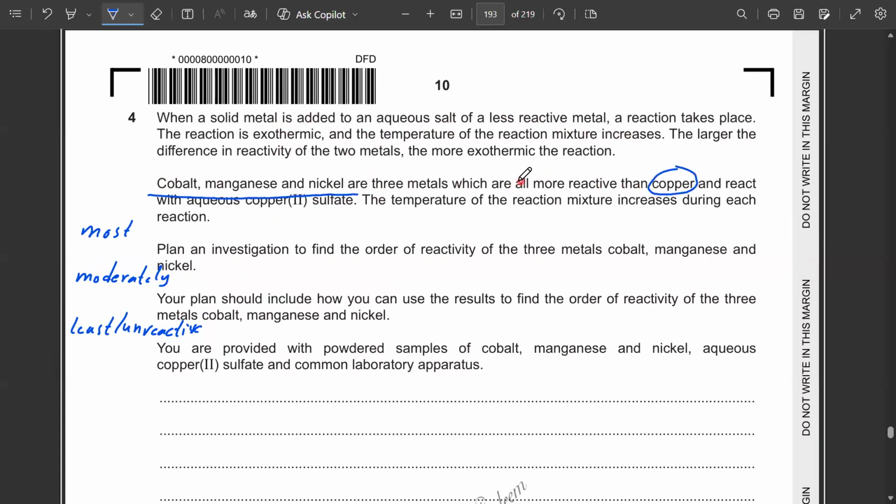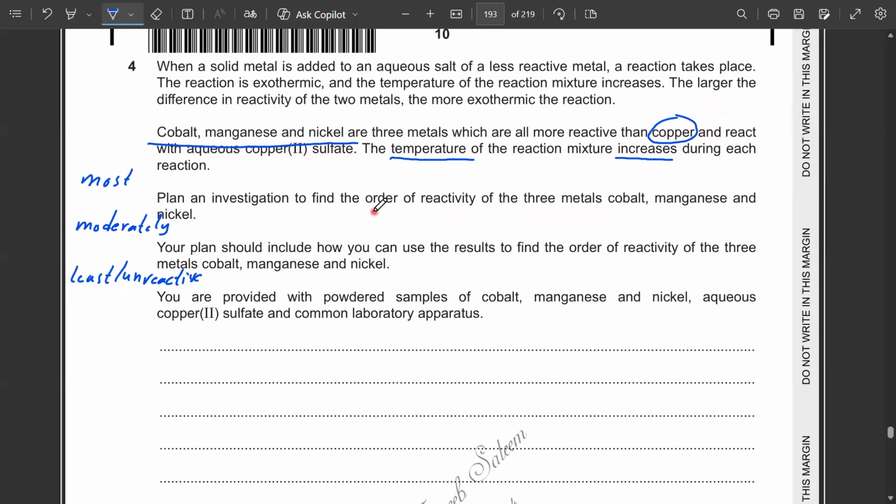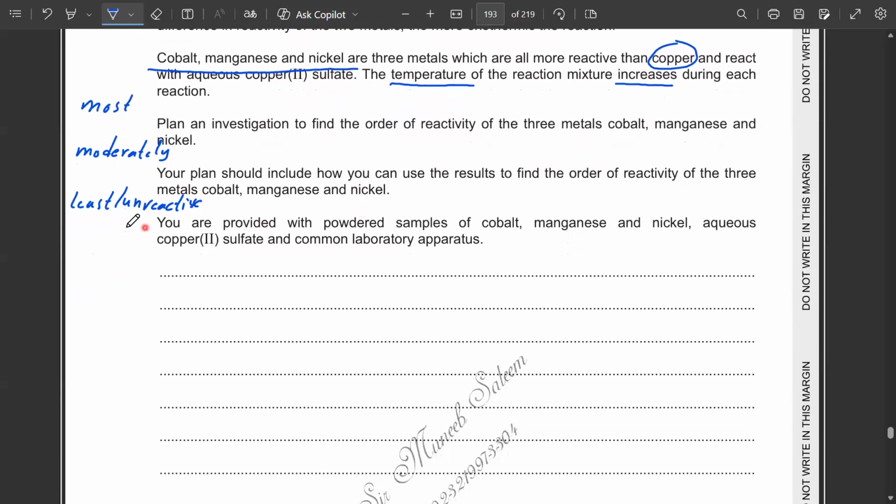For this purpose, you can have only one observation, which is the temperature. The temperature of the reaction will tell you. So that means if the metal is more reactive, then the temperature of the reaction will increase. The most reactive will have the highest temperature, and the least reactive metal will have the least temperature. Noted. So how would you plan an experiment in which you can carry out the whole experiment, and along with that you also have to note down the temperature change during the chemical reaction?